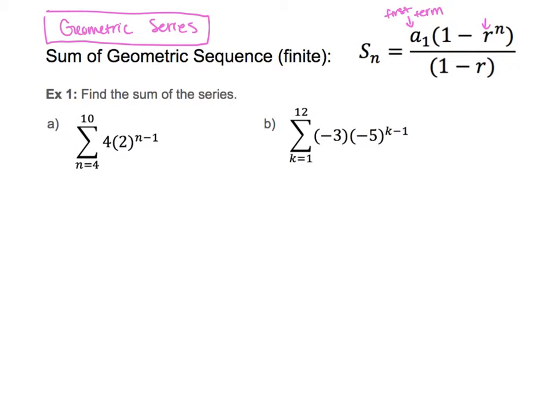R, if you remember that in geometric sequences, that is your common ratio, or just ratio. N is your position, or how many terms you are adding, where Sn is going to be the sum. So this formula should give you the sum of your geometric series.